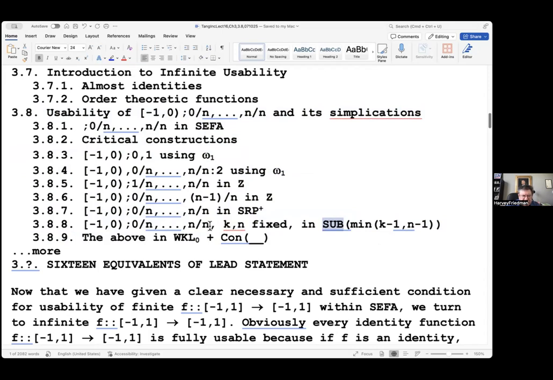Maybe I should possibly write this in the title because I am fixing K. See, I fixed 2 here. This is okay. All right. And I think it's important to highlight the omega 1 case. We talked about this before.